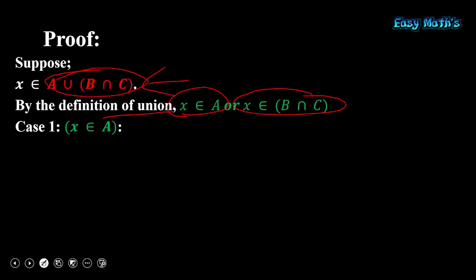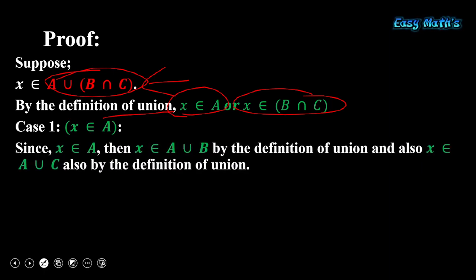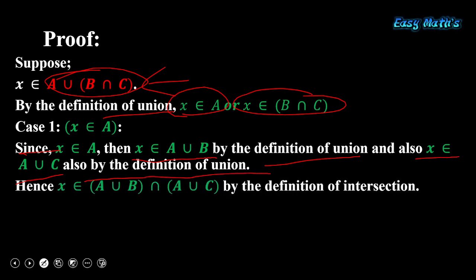For the first case, x belongs to A. Since x is in A, we have x belongs to A union B by the definition of union. Next, also x belongs to A union C by the definition of union. So finally we can say that x belongs to (A union B) intersection (A union C) by the definition of intersection.